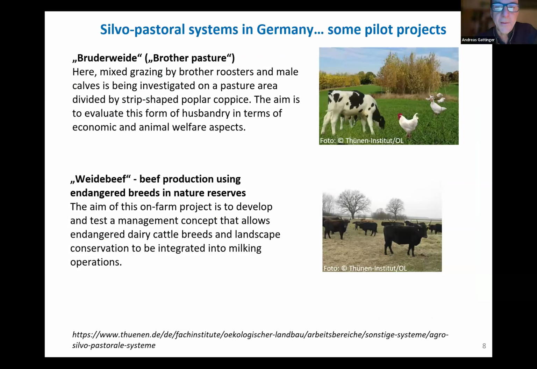When it comes to silvopastoral systems, there are only pilot projects, I would say, not really going into commercial use. Like the project called Brother Pasture or Bruderweide, where the scientists from Thünen Institute for Organic Farming are conducting mixed grazing of the male bull calves with chicken. Or the pasture beef or white beef project, where endangered beef breeds are kept on extensive ranges or rangelands, and they are kept as biodiversity managers, you can say.